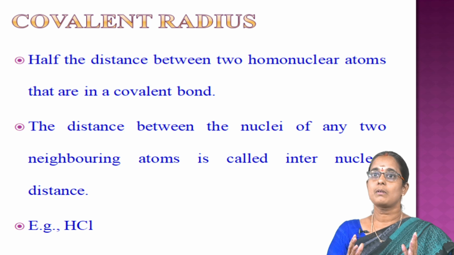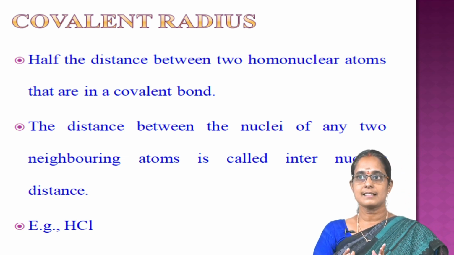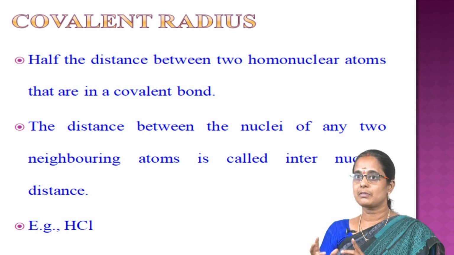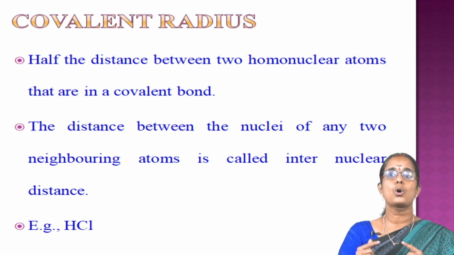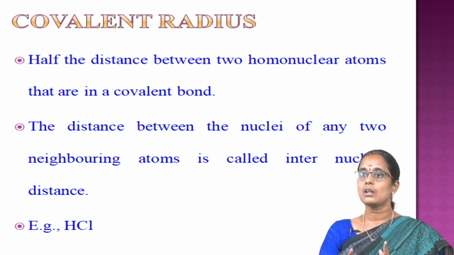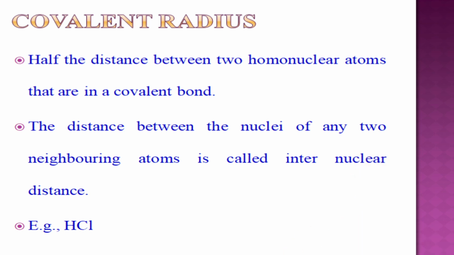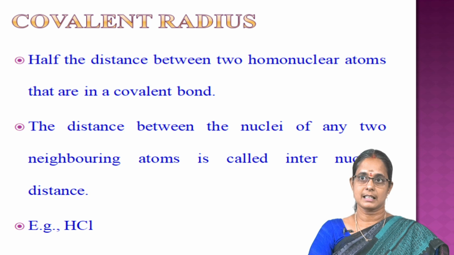Third one is covalent radius. The covalent radius is defined as half the distance between two homonuclear atoms that are in a covalent bond. The distance between the nuclei of any two neighboring atoms is called internuclear distance. For example, the example HCl.